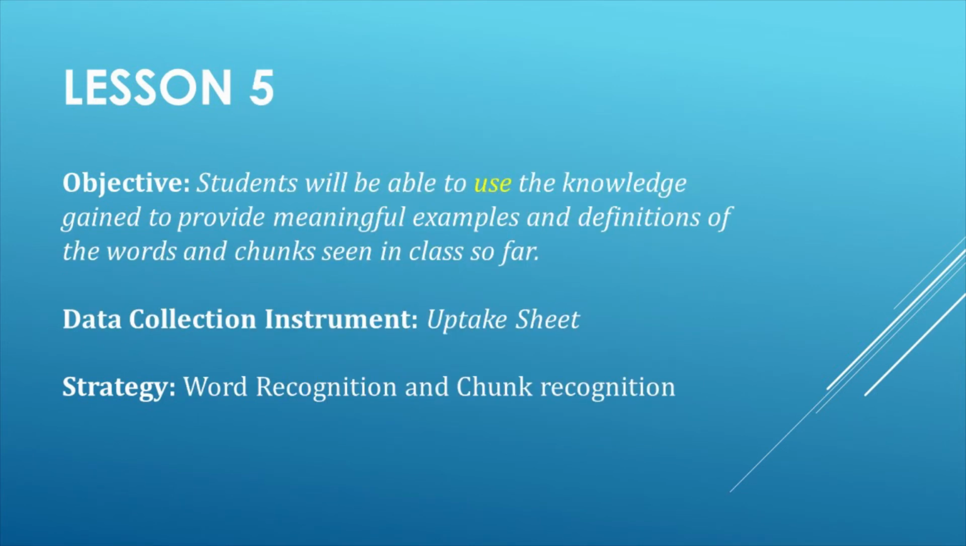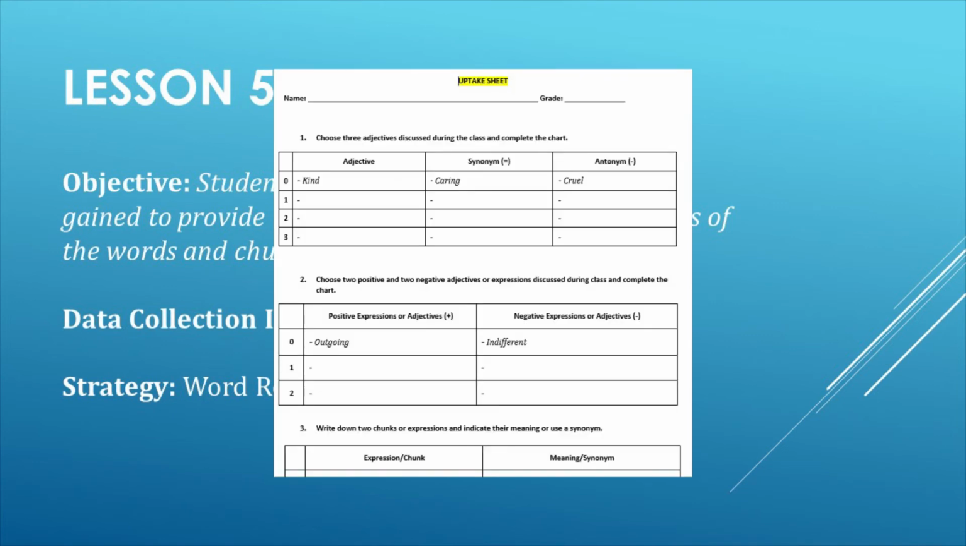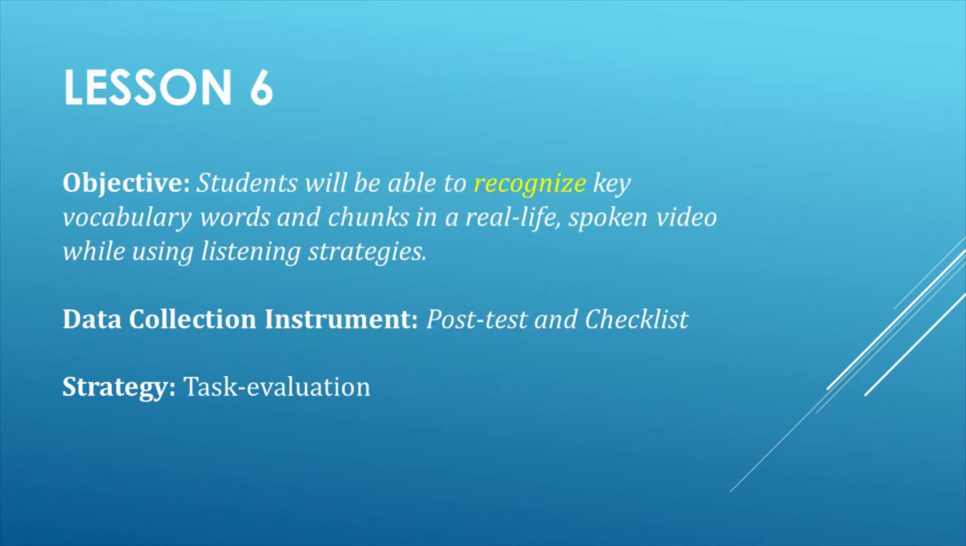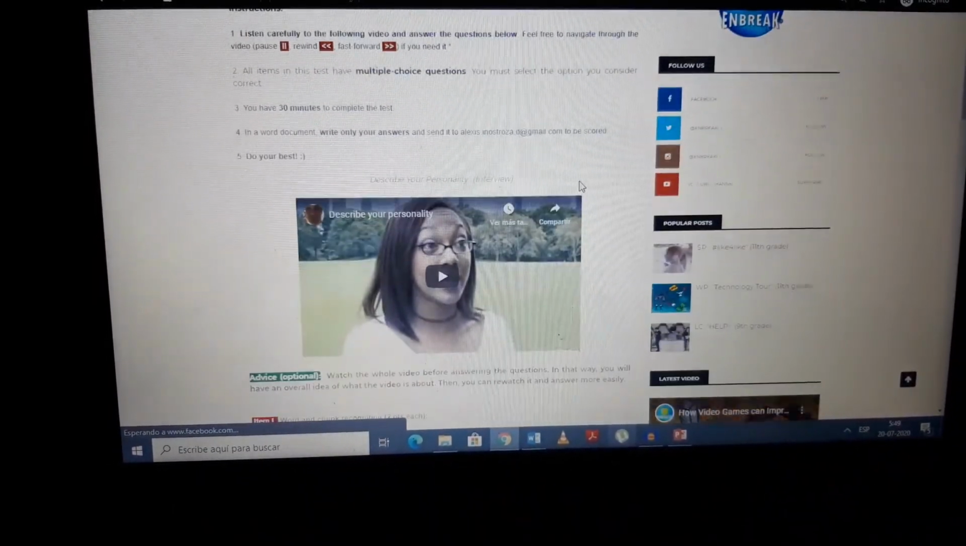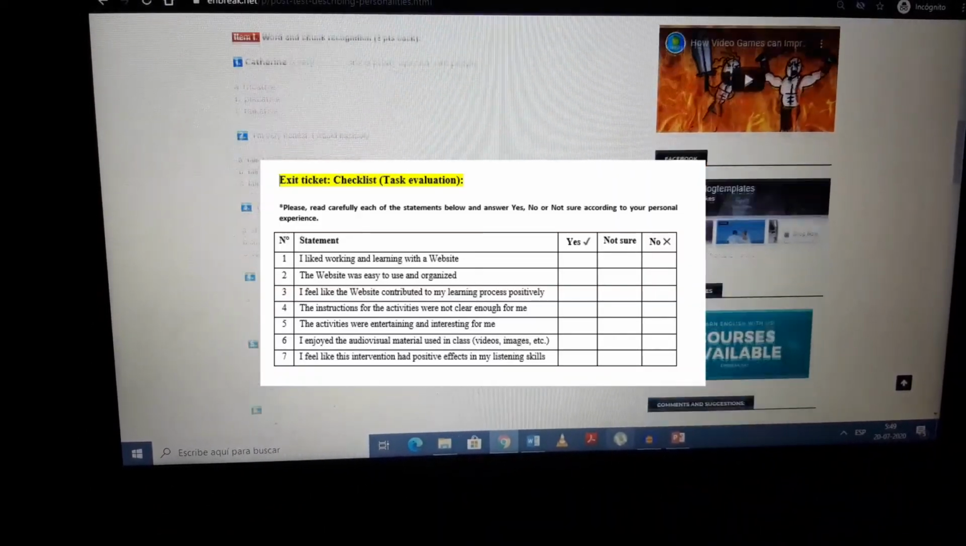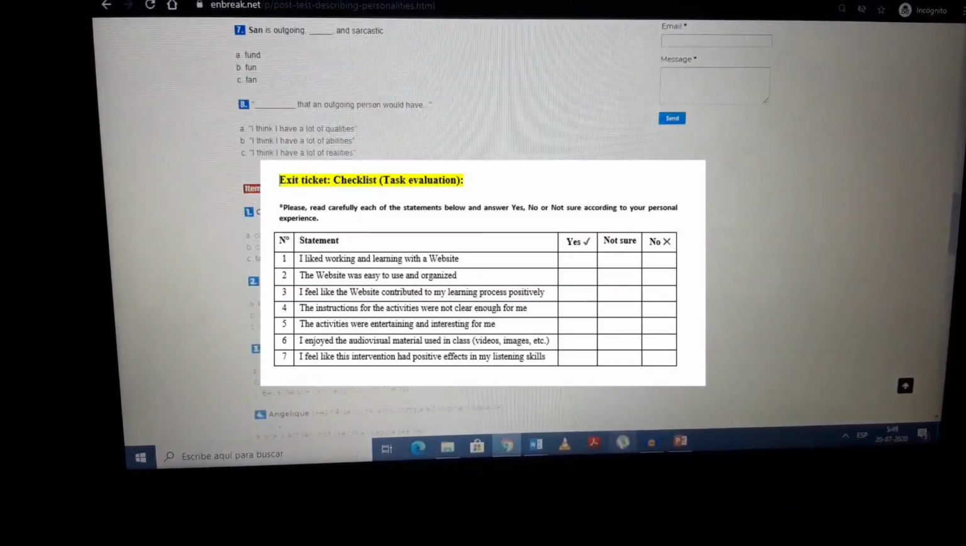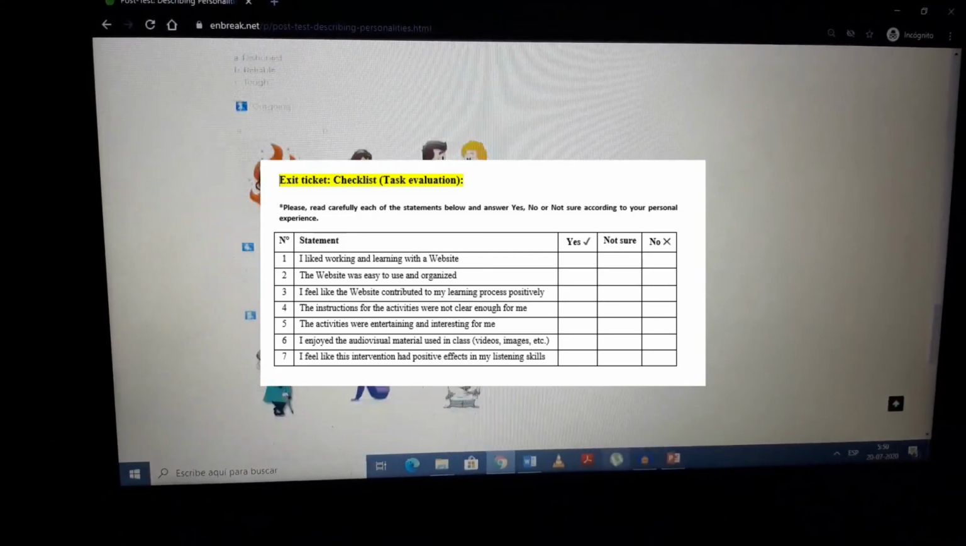Lesson 5 will mainly be a review session where the most common concerns of the students will be addressed. At the very beginning of the class, students will receive an uptake sheet for them to complete as the lesson goes on. In the last session, the students will sit for a post-test, which purpose is to measure the students' progress and growth during the intervention. By the end of this class, the students will receive a checklist where they will apply the task evaluation strategy by assessing the quality of the instruments used.